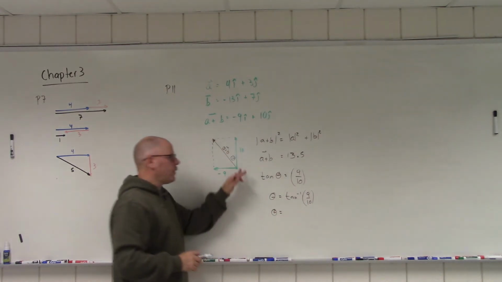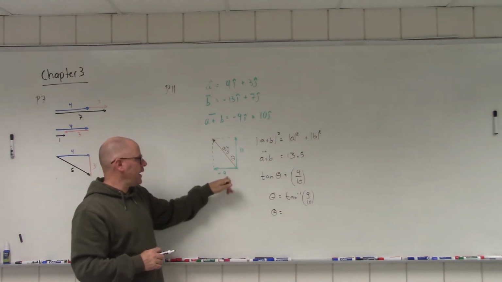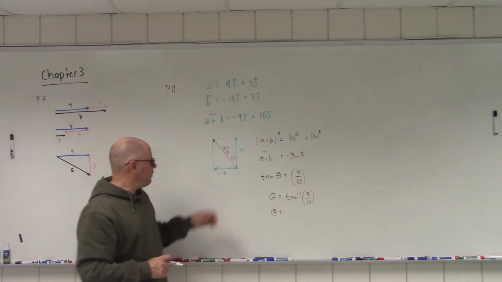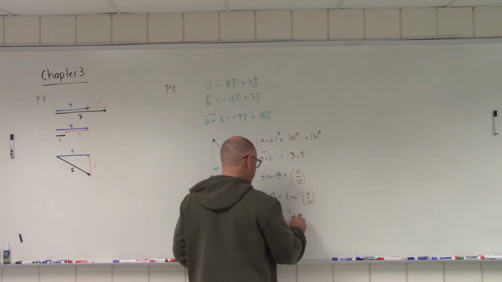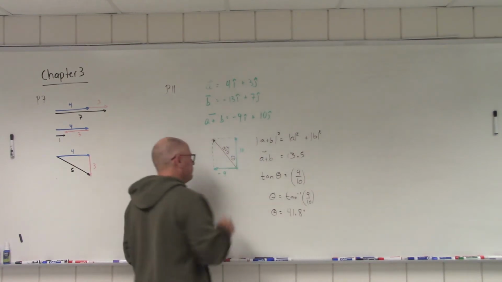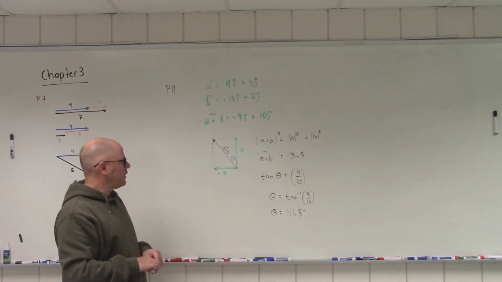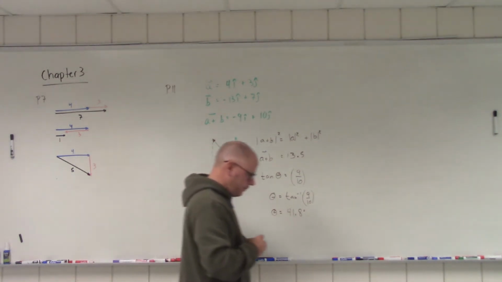Now, this should be close to 45 degrees, right? Because if this were 10 and 10, or 9 and 9, it would be 45. Mine's a little off, but we got 41.8 degrees. Okay? That seems to work pretty good. All right, let's keep going.